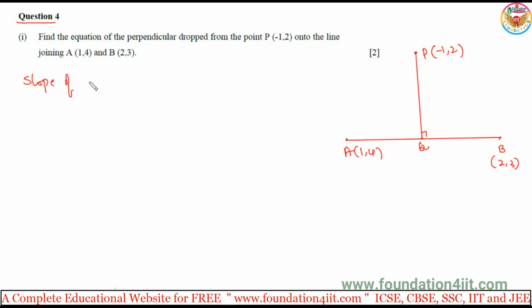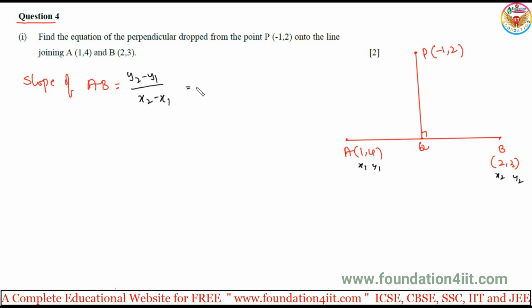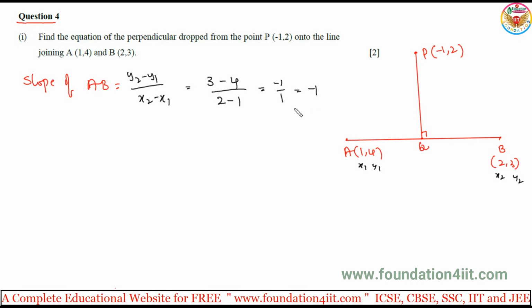Slope of AB. Slope formula: (y2 minus y1) by (x2 minus x1). A is (x1, y1), B is (x2, y2). So substitute in this: y2 minus y1, 3 minus 4, by 2 minus 1, that is minus 1 by 1, that is minus 1. Okay, so slope, let it be m1, is equal to minus 1.